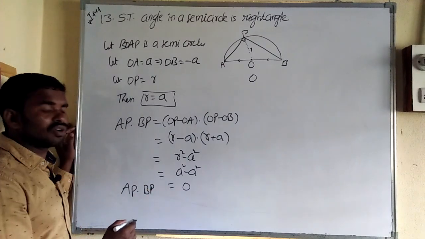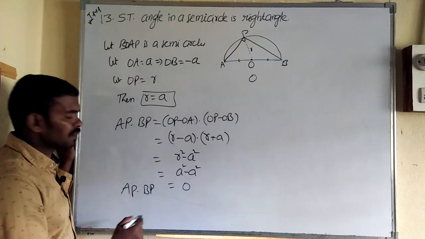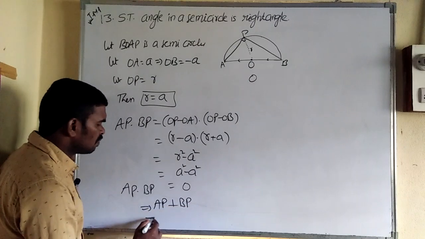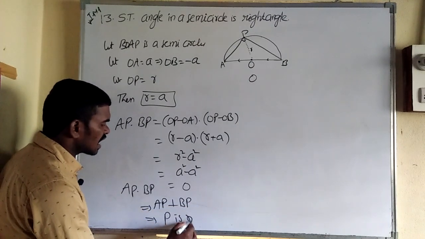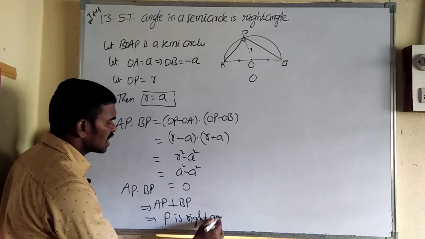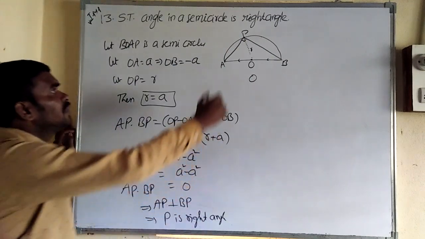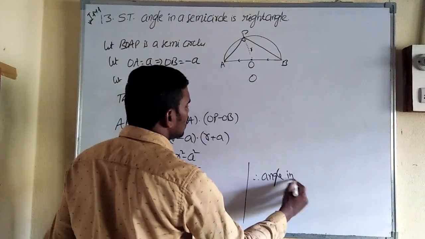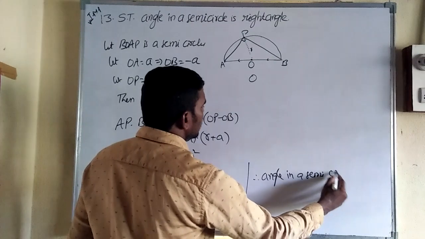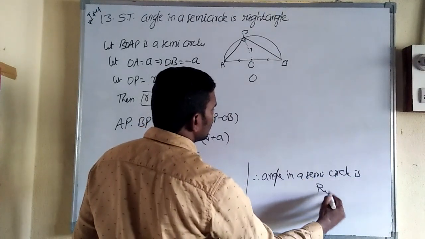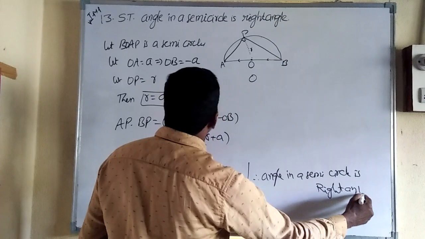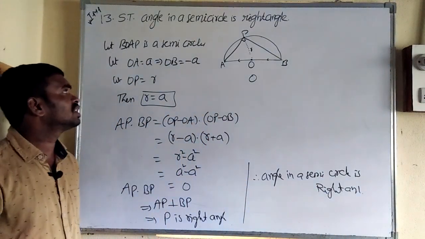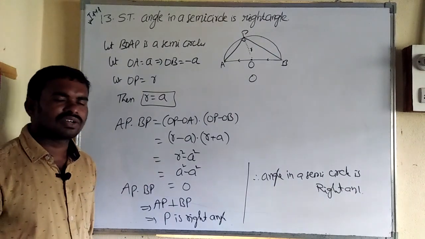If the dot product is 0, then we can say that AP and BP are perpendicular. So AP is perpendicular to BP, which implies P is a right angle. Therefore, the angle in a semicircle is a right angle, hence proved by the vector method. This is the solution. This is an important question, just try to understand this.